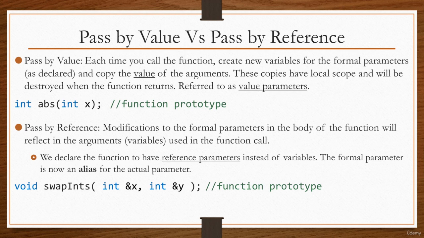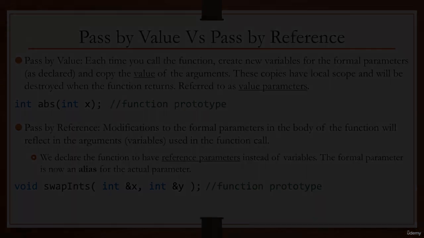We declare the function to have reference parameters instead of variables, as we are familiar with at this point. And this basically means that the formal parameter will become an alias for the actual parameter, or for the argument that you pass in. So in the swap_int function, that x reference parameter will have the same address as the argument that you pass in.